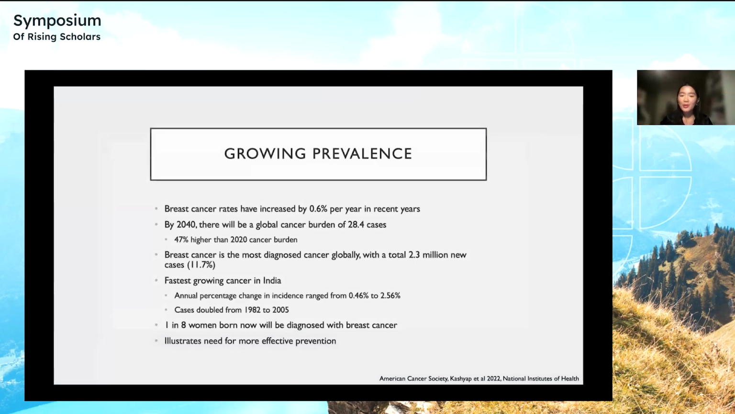Okay, a little bit more about the growing prevalence. So breast cancer rates have increased by 0.6% in recent years, and by 2040, there will be a global cancer burden of 28.4 cases, which is 47% higher than the 2020 cancer burden. Breast cancer is the most diagnosed cancer globally, with a total of 2.3 million new cases. It is also the fastest growing cancer in India, as it has doubled in cases from 1982 to 2005. And now in the US, 1 in 8 women born now will be diagnosed with breast cancer sometime in their lifetime. This all illustrates the need for more effective prevention.